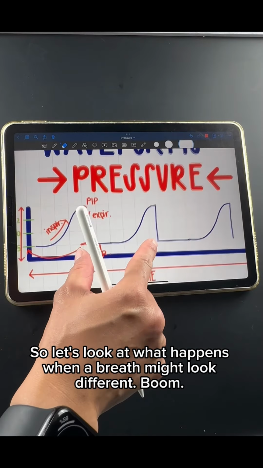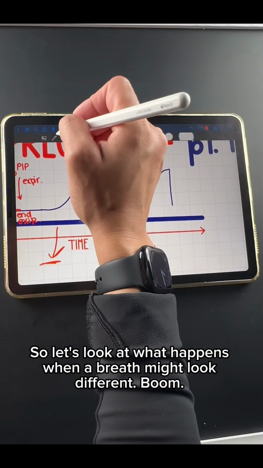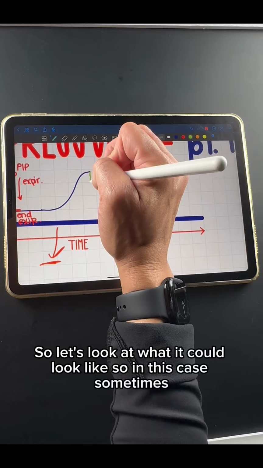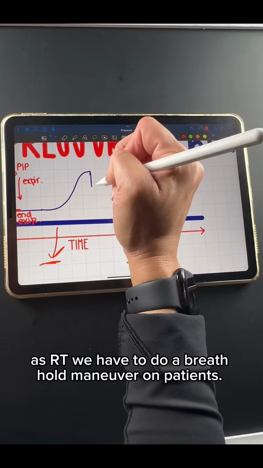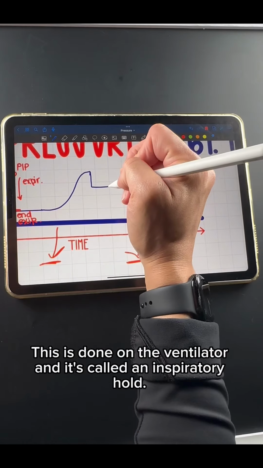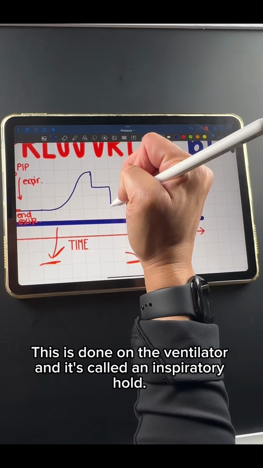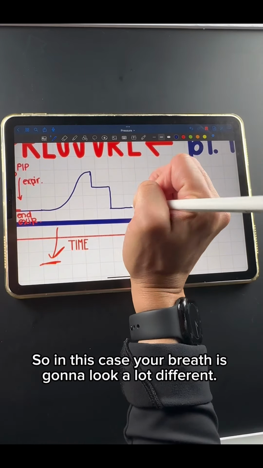So let's look at what happens when a breath might look different. Boom, look at technology working for me. So let's look at what it could look like. In this case, sometimes as an RT, we have to do a breath hold maneuver on patients. This is done on the ventilator and it's called an inspiratory hold. So in this case, your breath is going to look a lot different.